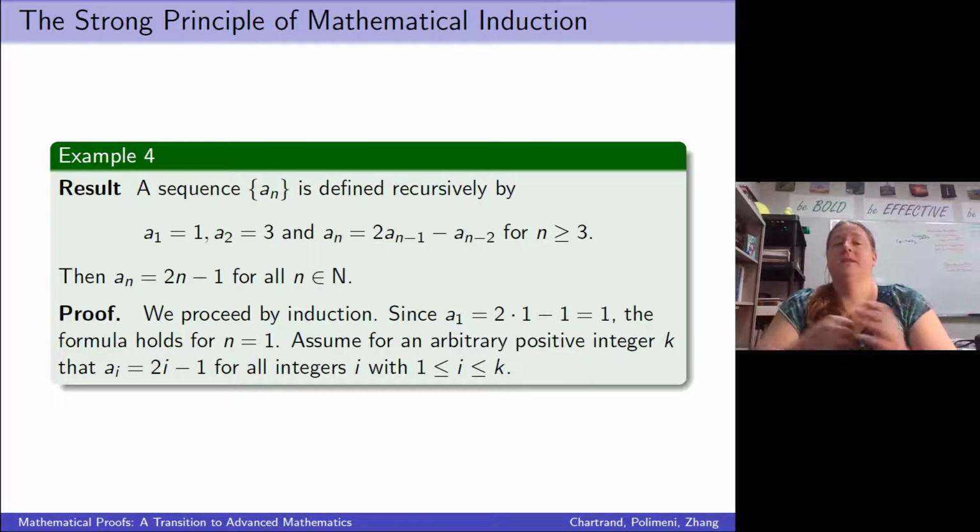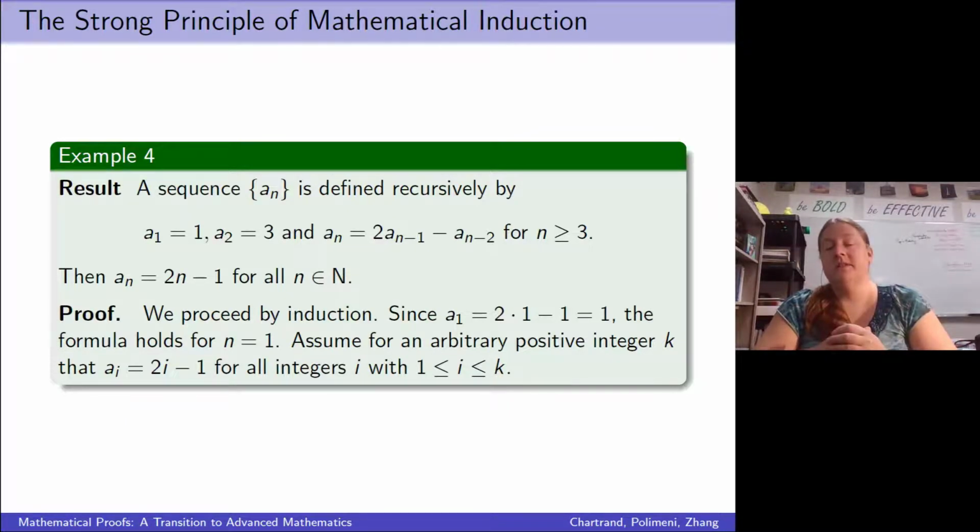So I have a sequence, it's defined recursively by a sub 1 equals 1, a sub 2 equals 3, and a sub n equals 2 times a sub n minus 1 minus a sub n minus 2 for n greater than or equal to 3. Then I want to show that a sub n equals 2n minus 1 for all n in the natural numbers.